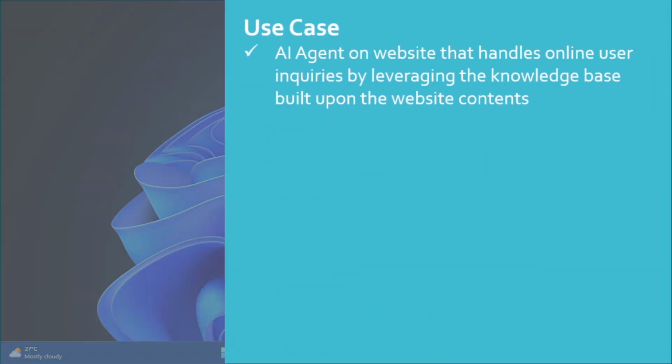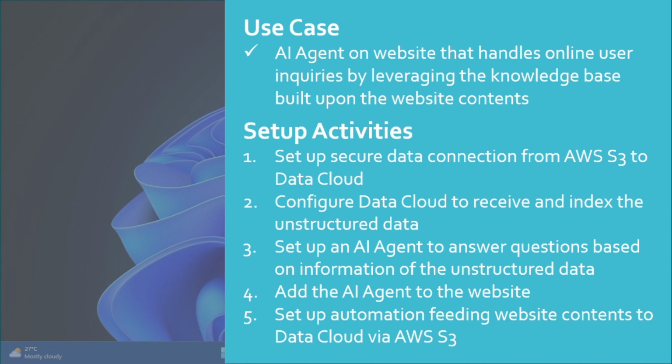All right, let's begin. The goal is to have an AI agent on the website that handles online user inquiries by leveraging the knowledge base built upon the website contents. To get there, first, we need to set up a secure data connection from AWS S3 and configure Data Cloud to process and index the unstructured data it receives from AWS S3.